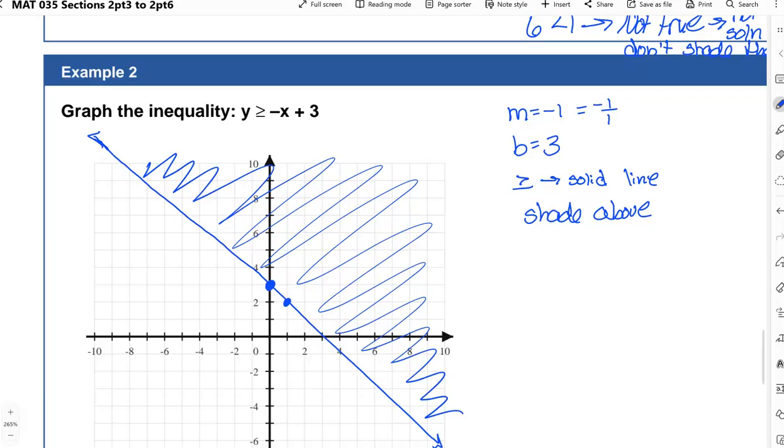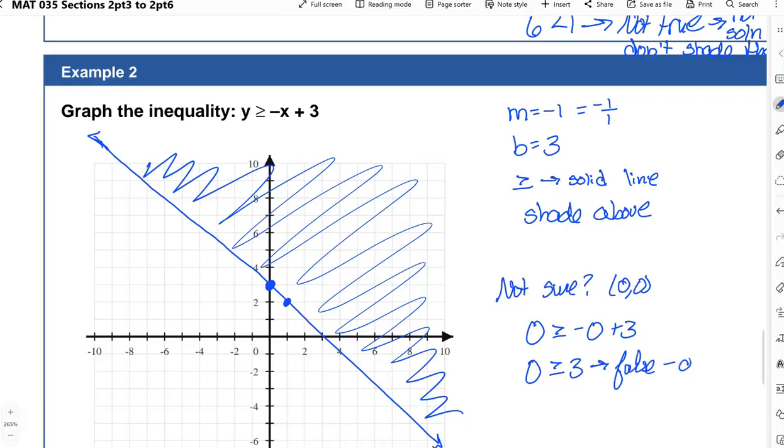Okay, if you're not sure, you could always pick a point. We could pick the point 0, 0, and we see how 0, 0 would be a false statement. So if you're not sure, pick a point. I'm going to pick 0, 0. When I plug 0, 0 in here, I get 0 is greater than or equal to -0 plus 3, which says 0 is greater than or equal to 3, which is false. So we would not shade that region. Okay, that's why the region with 0, 0 is not shaded down here. We're shading the opposite region, the other region.